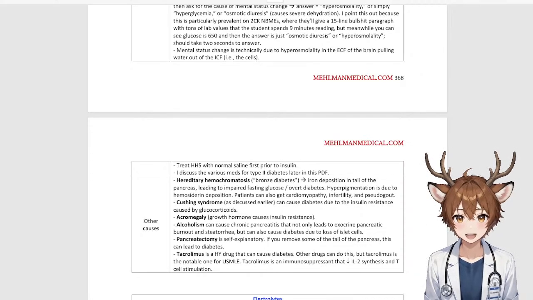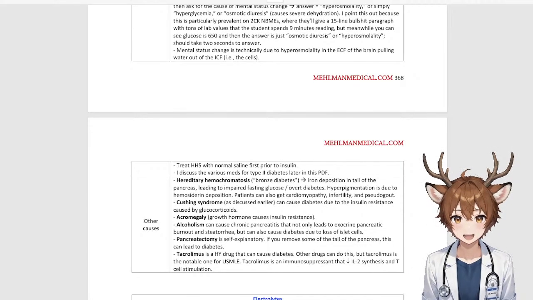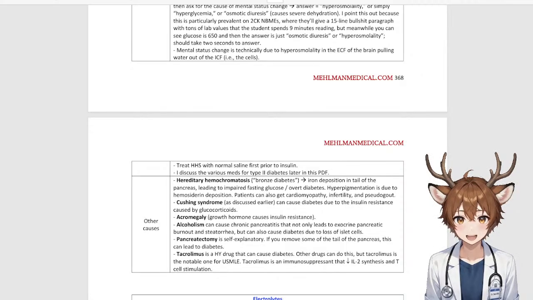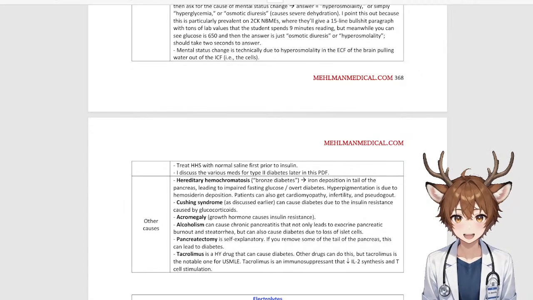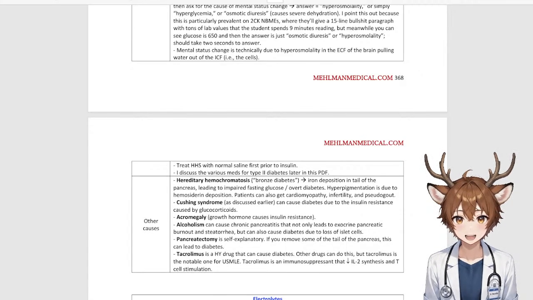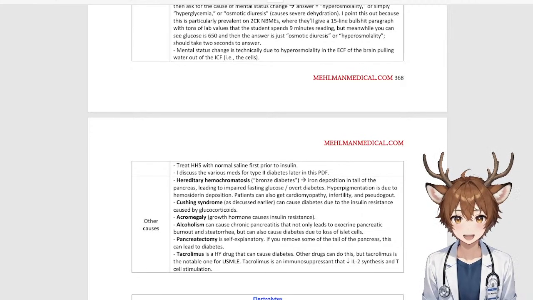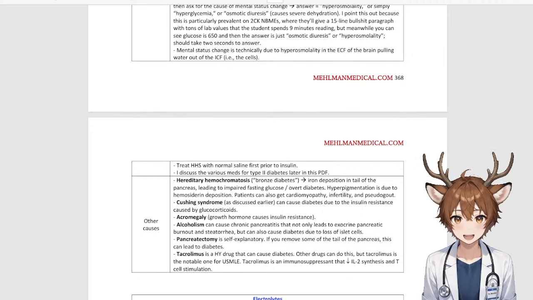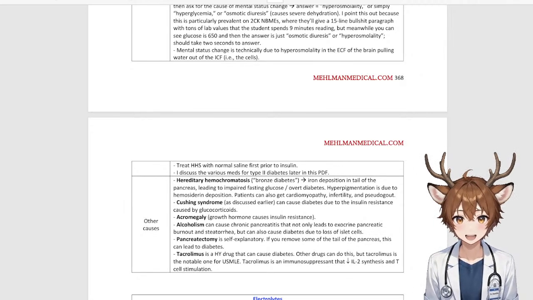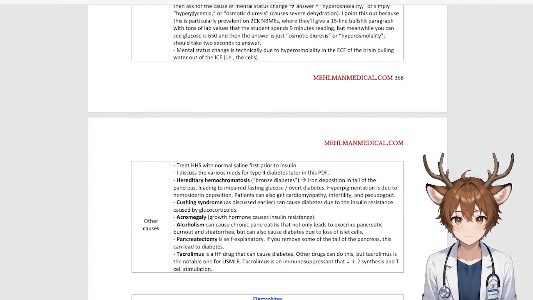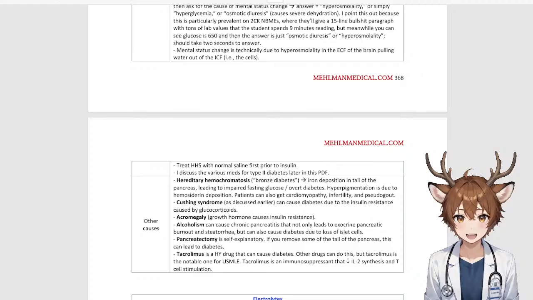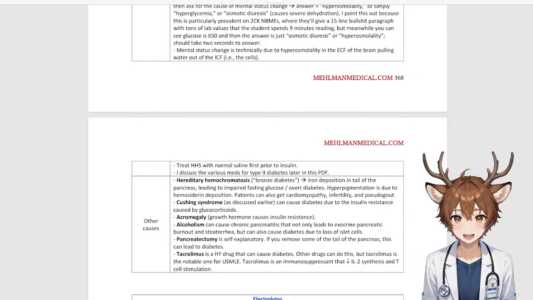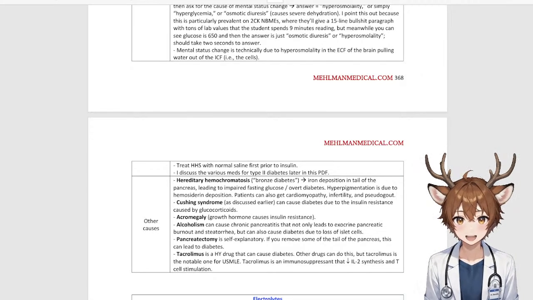Alcoholism can cause chronic pancreatitis that not only leads to exocrine pancreas burnout and steatorrhea, but can also cause diabetes due to the loss of islet cells. Pancreatectomy is self-explanatory. If you remove some of the tail of the pancreas, this can lead to diabetes. Tacrolimus is a high-yield drug that can cause diabetes. Other drugs can do this as well, but tacrolimus is a notable one for USMLE. Tacrolimus is an immunosuppressant that decreases IL-2 synthesis and T-cell stimulation.